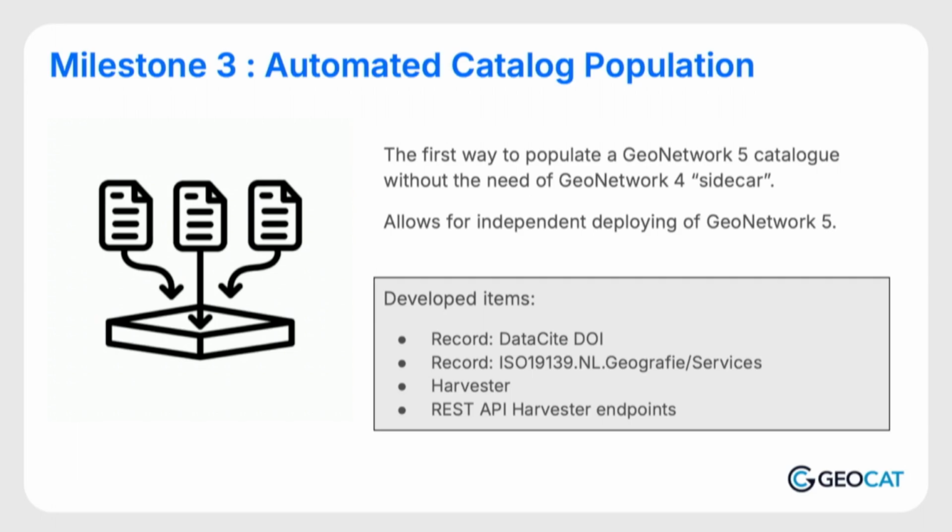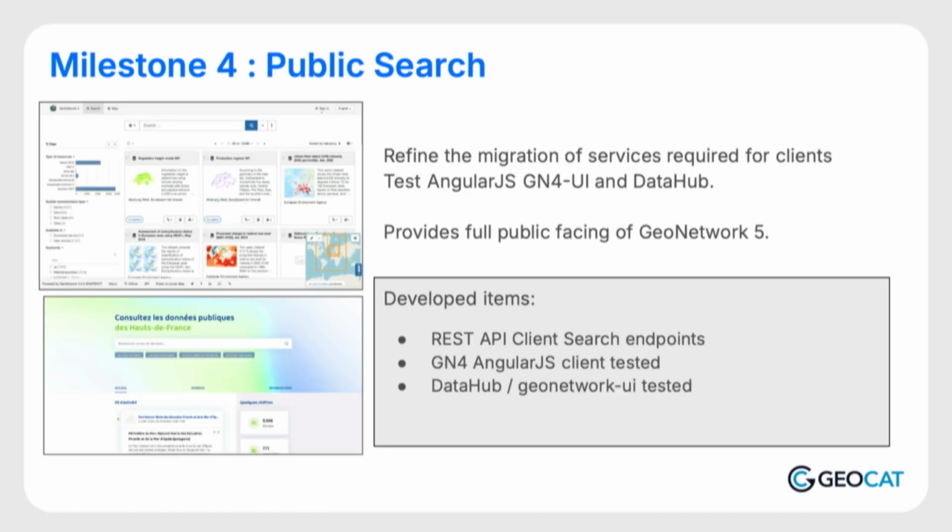Milestone 3 is an important one. We'll start to look at doing catalog population, either adding things using create, read, update, delete, or harvesting endpoints. This would be nice in that it would allow you to deploy GeoNetwork 5 independently of GeoNetwork 4. Milestone 4, we start to implement enough of the application that the public search functionality can be run, so either the Data Hub UI or the traditional GeoNetwork 4 catalog browser.